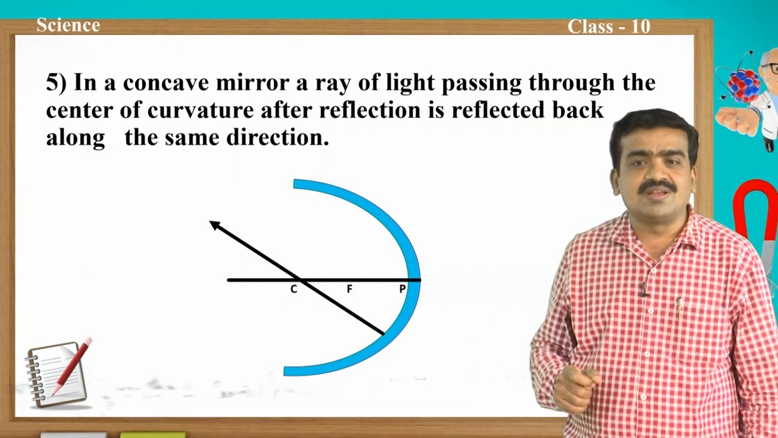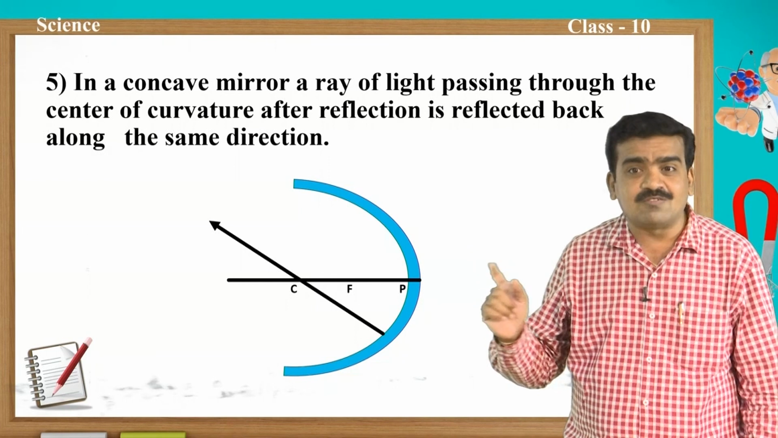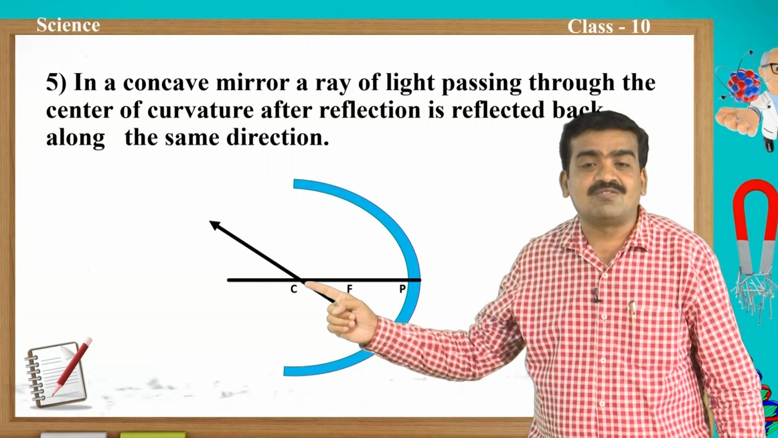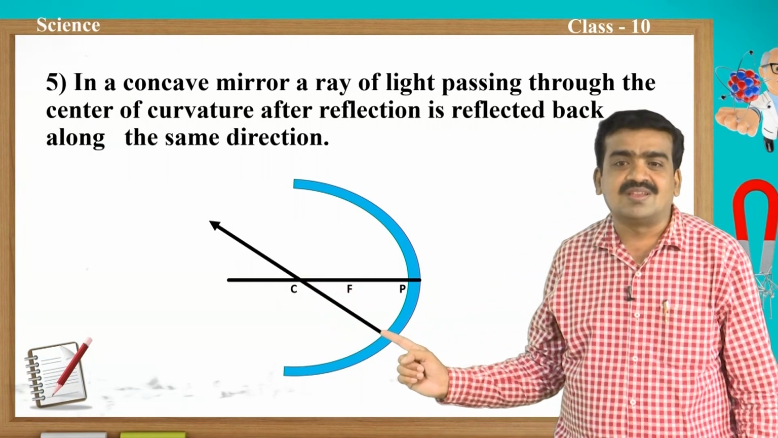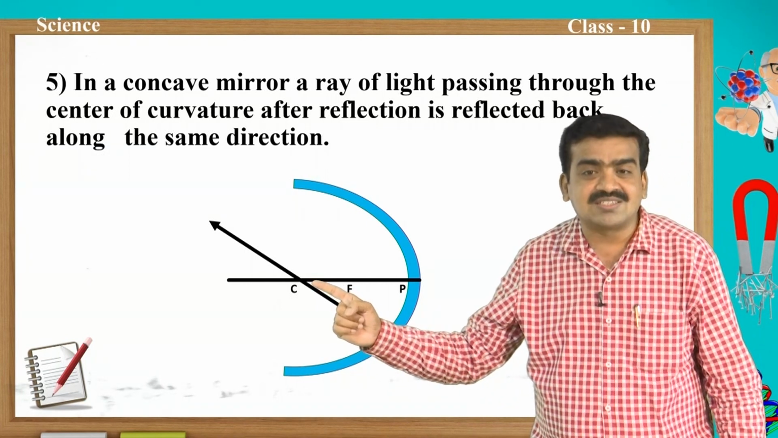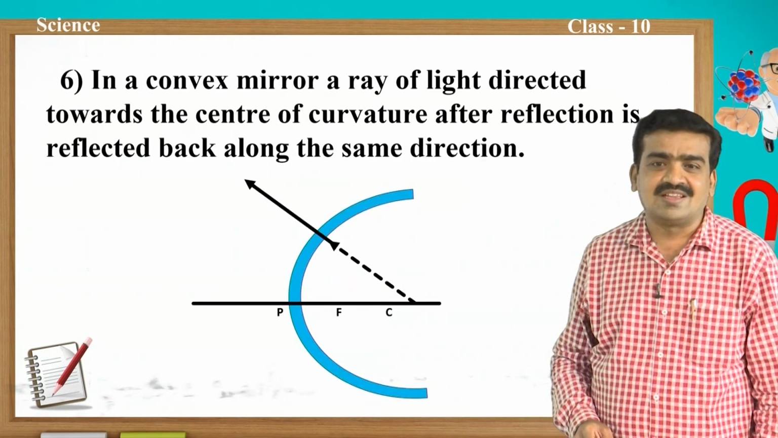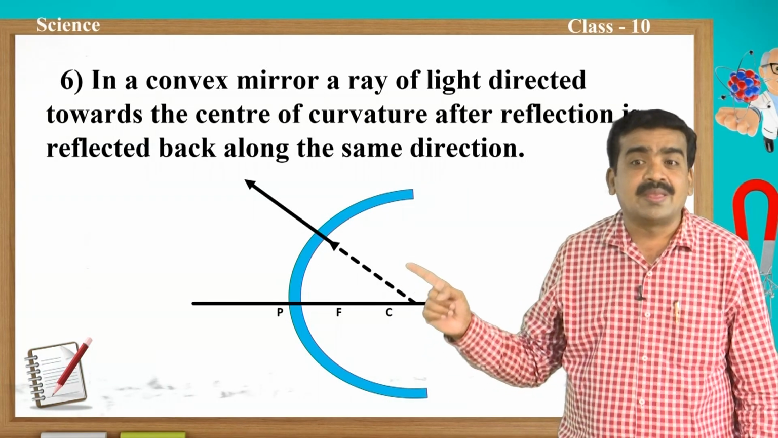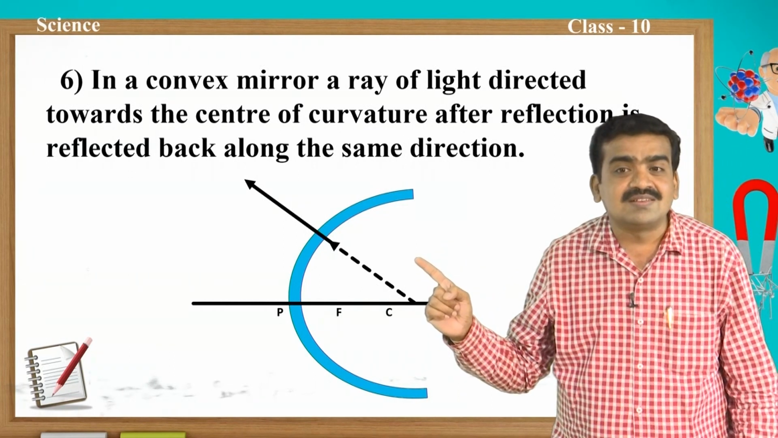In a concave mirror, a ray of light passing through the center of curvature, after reflection, is reflected back along the same direction. That means it passes through the center of curvature only. And even in the case of a convex mirror, a ray of light directed towards the center of curvature, after reflection, is reflected back along the same direction.